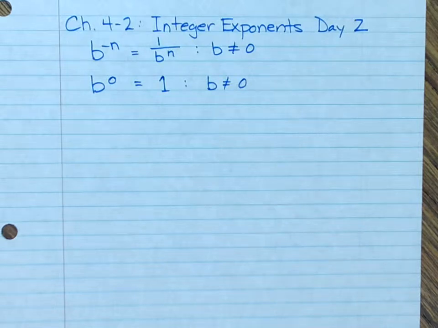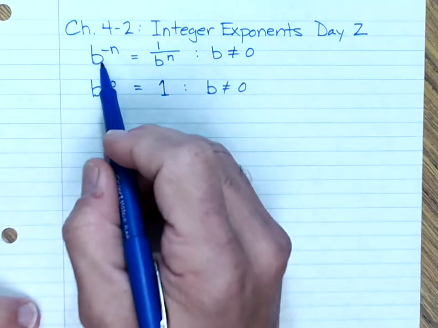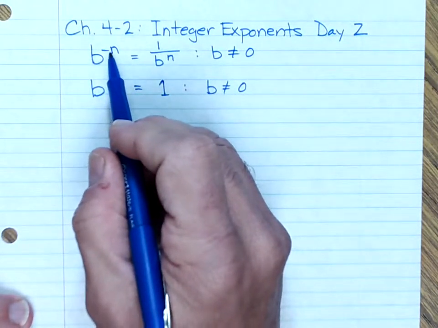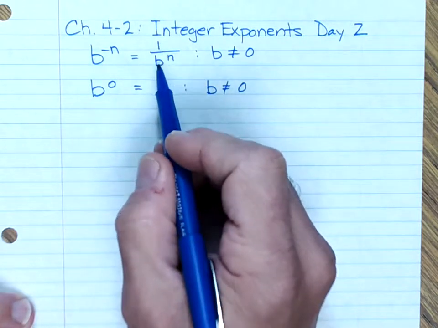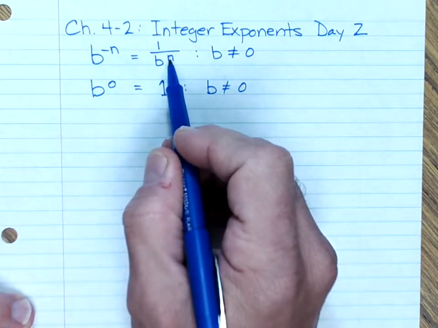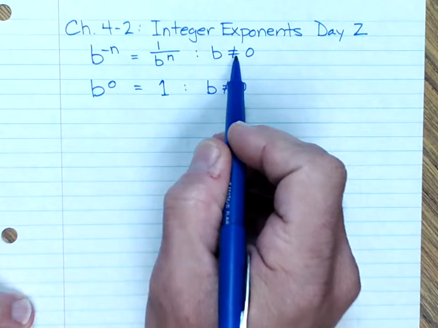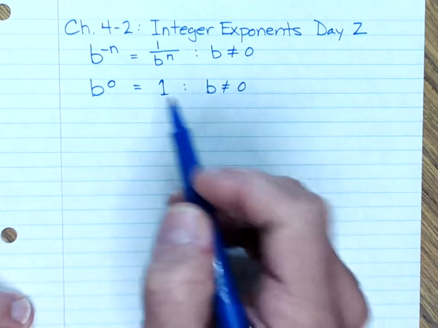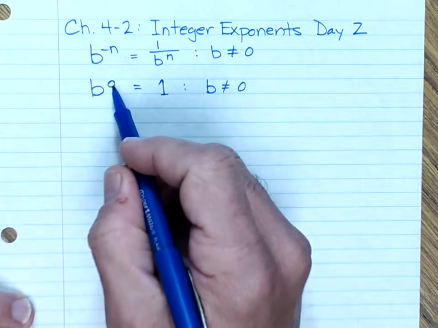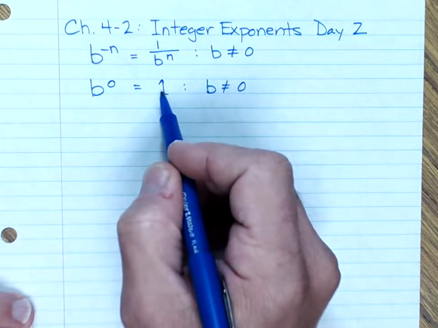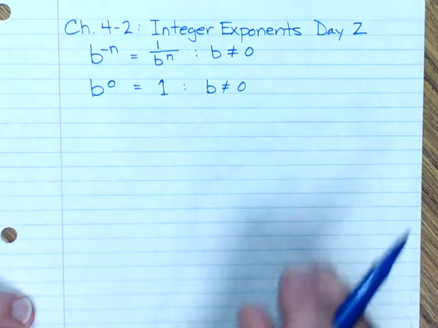This is day 2 of chapter 4 section 2 on integer exponents. This is just a review right here: any base with a negative exponent will be 1 over that base and its exponent, except that b, the base, cannot equal 0. And any base to the 0 power will equal 1, but again b cannot equal 0.